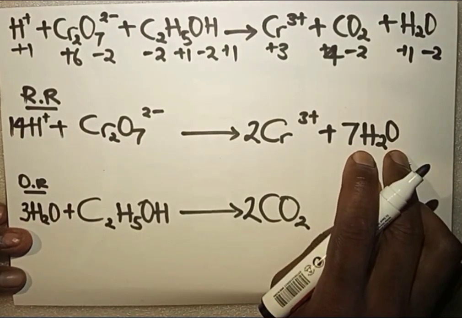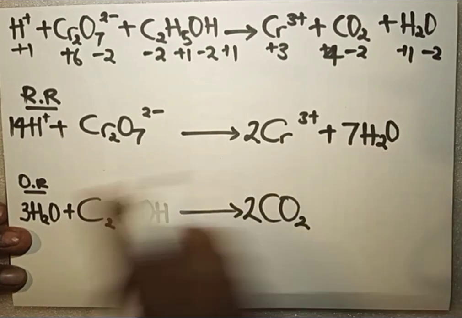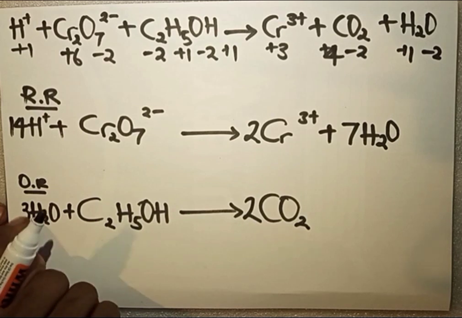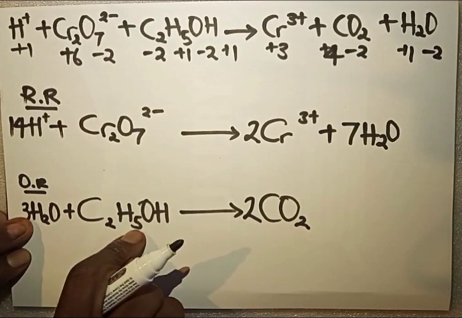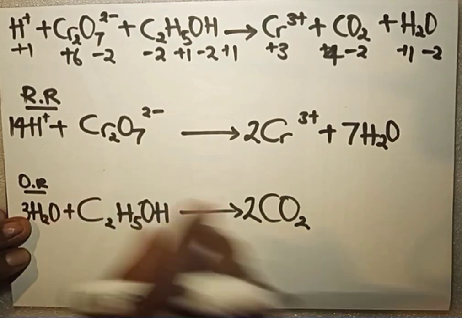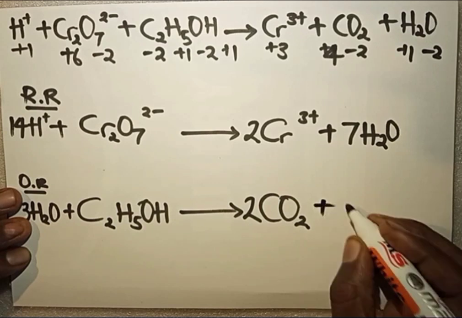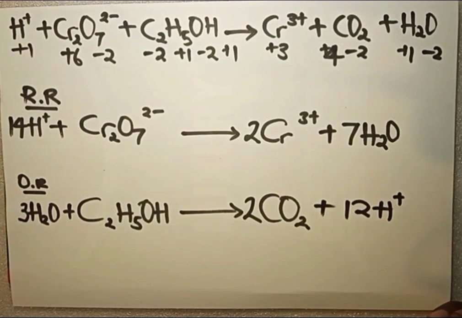We are on step C, balance hydrogen using H ions. This side, how many hydrogens are we having here? 3, 6, plus 5, 11, plus 1, 12. There are 12 hydrogens this side. This side, 0. So we're going to say 12 hydrogen ions. We're almost there. D, balance the charge using electrons.